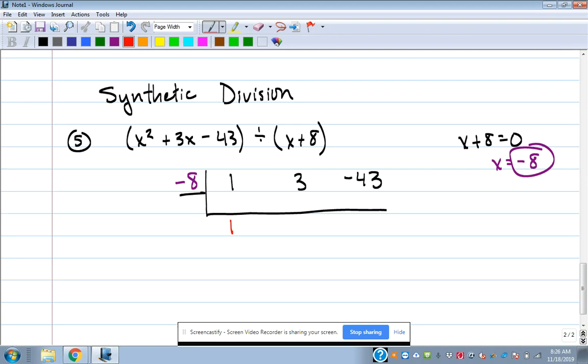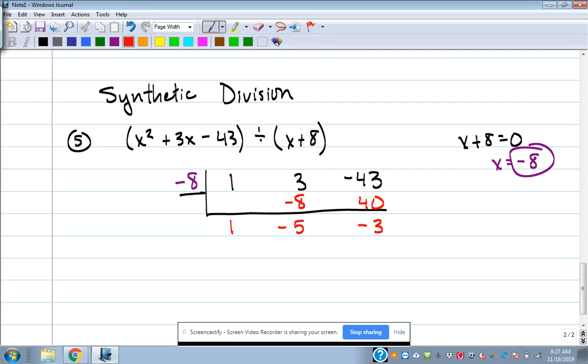Now, multiply. 1 times negative 8 is negative 8, and it goes right there. Always add. That's the next rule. So 3 plus negative 8, negative 5. Then we multiply again. Negative 5 times negative 8, 40. Add. Negative 3.